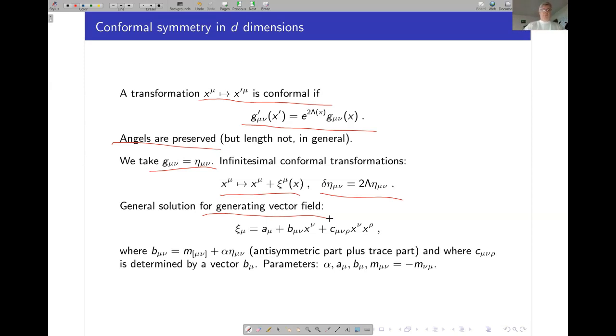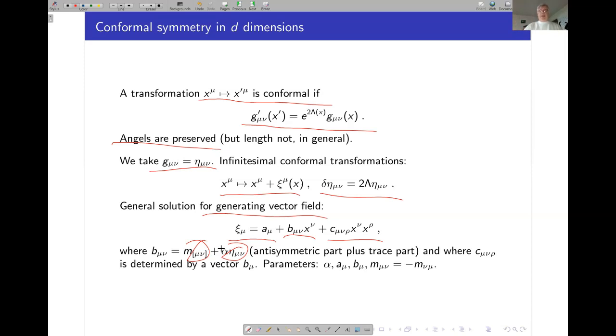And you can show that the most general generating vector field looks like this. It has a constant piece, a piece linear in the coordinate, and a piece quadratic in the coordinate. The coefficients have some constraints. So the coefficient of the linear term has a completely antisymmetric part and a pure trace part, but there's no symmetric traceless part. In other words, I think this is called shear. So there's no shear. Now, shear transformations are those which distort shape, whereas the antisymmetric part is either a rotation or Lorentz transformation, and the trace part is a dilatation or rescaling of the size.